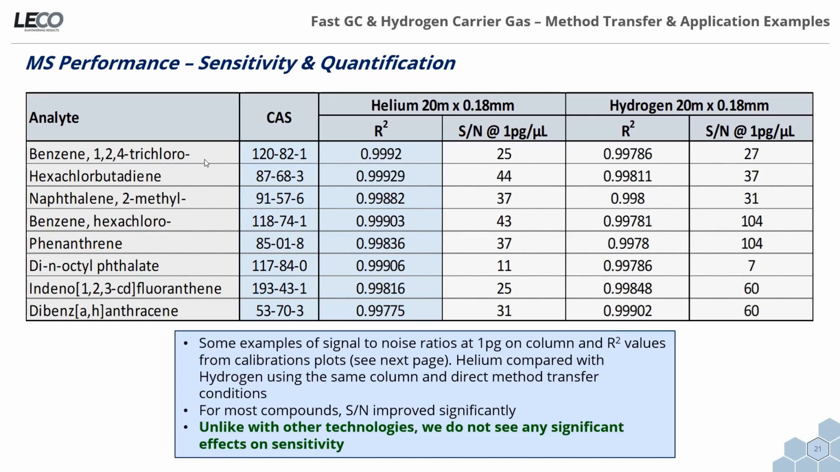And what about comparing sensitivity and performing quantification? In some cases, with various different technologies, a noticeable drop in sensitivity has been observed when using hydrogen. Here we see something different. We see when we use the same column conditions to make the comparison as fair as possible over a range of compounds, the signal to noise based on 1 picogram per microliter injected is very, very comparable between helium and hydrogen. And also in terms of calibrations, we get very comparable R-squared values as well.